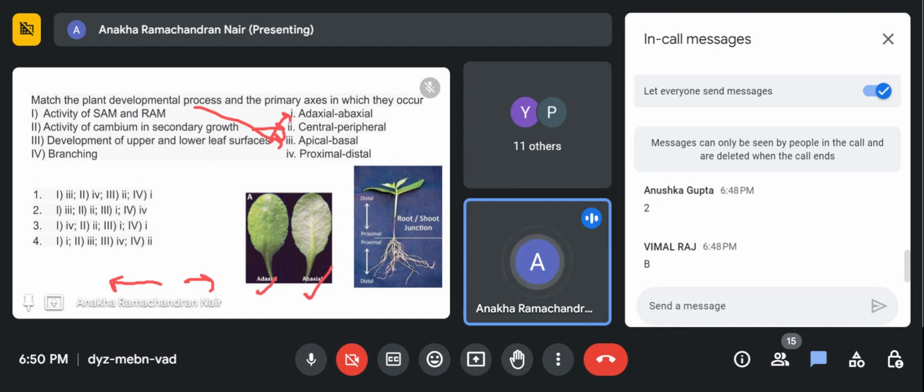And finally, branching. The correct answer is proximal and distal. So the closer you are to the root shoot junction, it is proximal. The farther away you are, it is distal. Okay, in both sides, in both directions. So branching is proximal and distal in nature. I hope that was easy for you to understand. Let's move on to the next question.